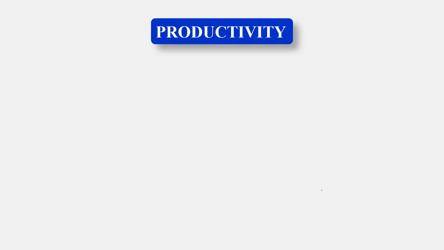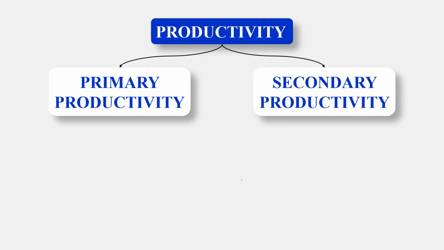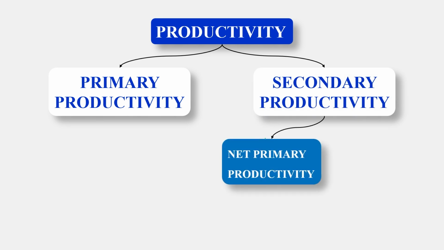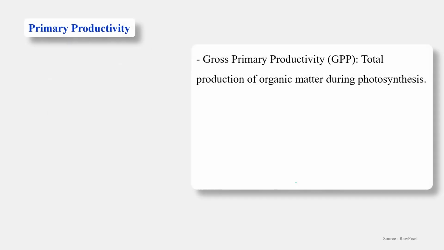Okay. Now productivity, we can classify into two different categories. First is primary productivity, second is secondary productivity. Primary productivity we can further classify into two different categories: net primary productivity and gross primary productivity. NPP, net primary productivity, and gross primary productivity. So let's discuss this. So what is primary productivity? In primary productivity, this one is produced by the plant, right?